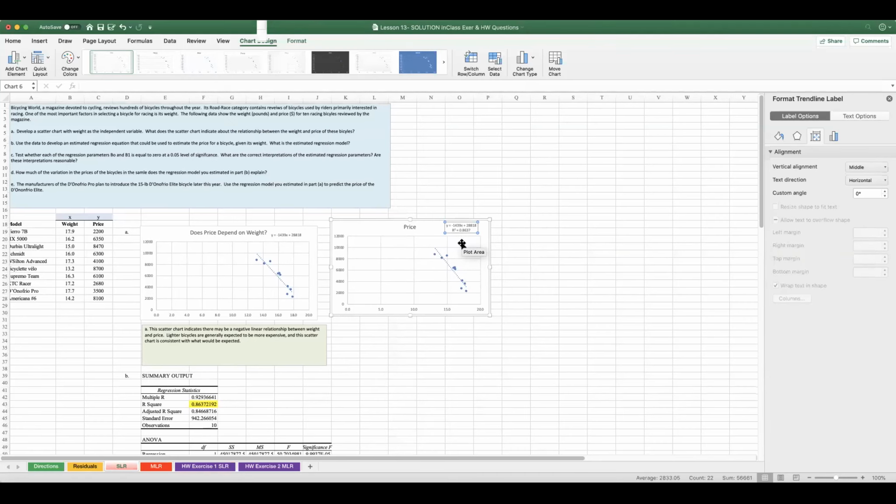R squared is the explanatory power, how much of the variance is being explained by the independent variable. So how much of the variance that you see here in the price is being explained by the weight. So we'd say 86% of the variance has been explained.